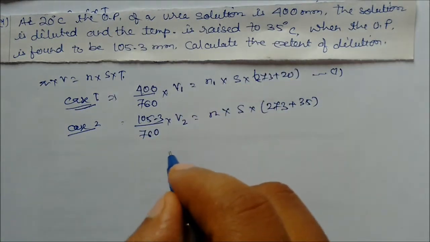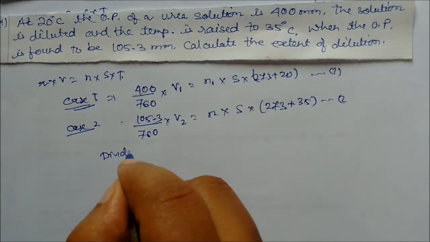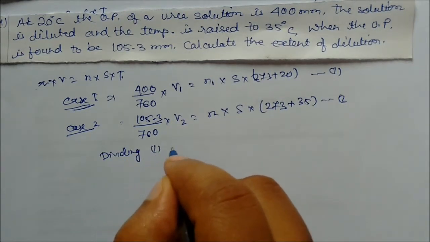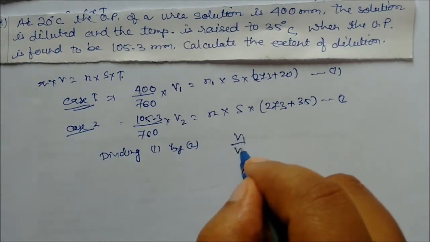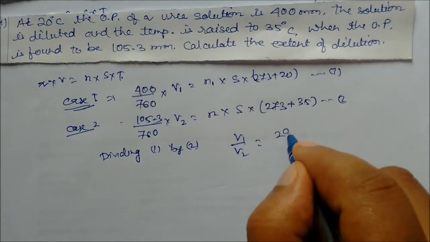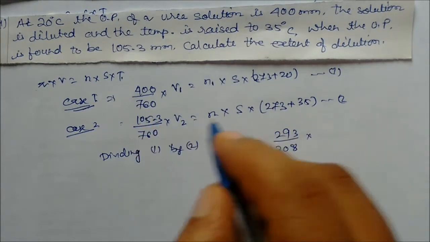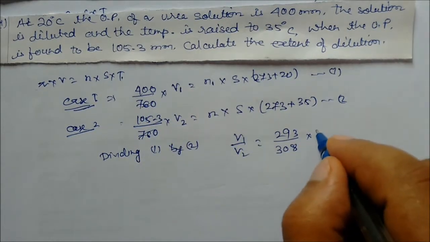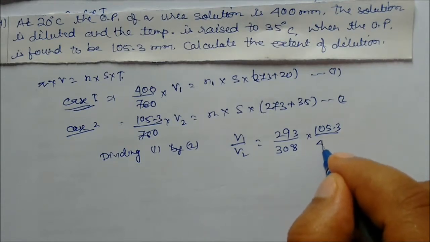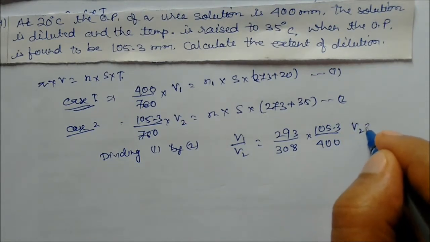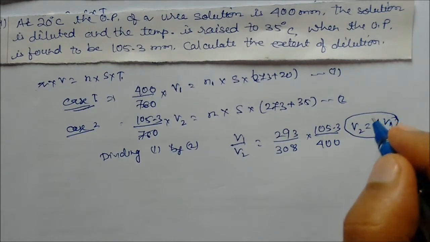On solving, dividing one by the other, we get V1 by V2 equal to 293 divided by 308. Again, if you divide it, this will be cancelled, and this will be 105.3 divided by 400. So it is very simple. The volume ratio you will get is almost on this ratio.